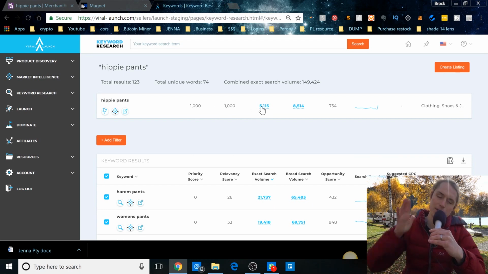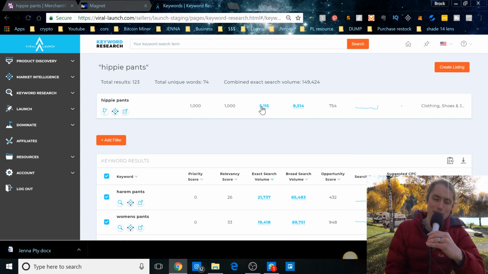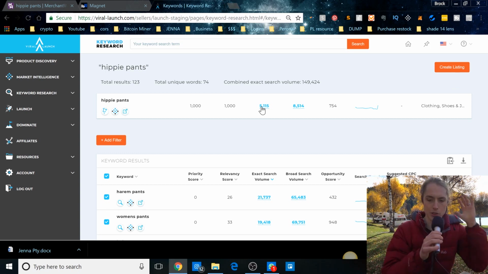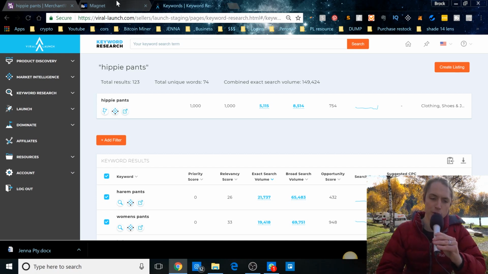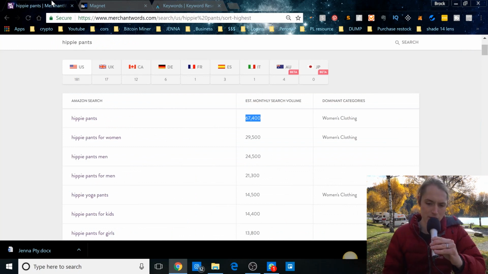5,115. Now, I've talked to the CEOs of both Viral Launch and Magnet. From my understanding, they are getting data from the exact same source. It's just a matter of when they update their tool and exactly how they display it, but they are normally about the exact same. They're getting the same data, and this is from Amazon. Merchant Words is just not getting its data from Amazon.